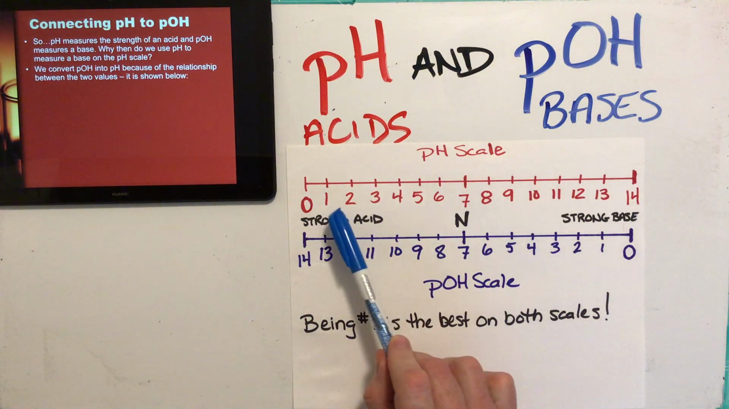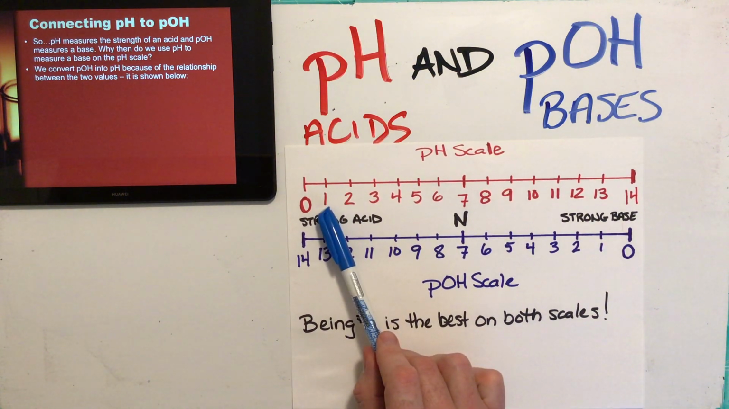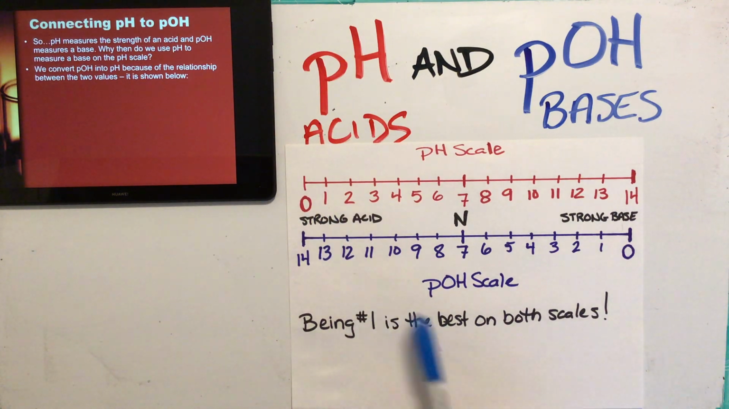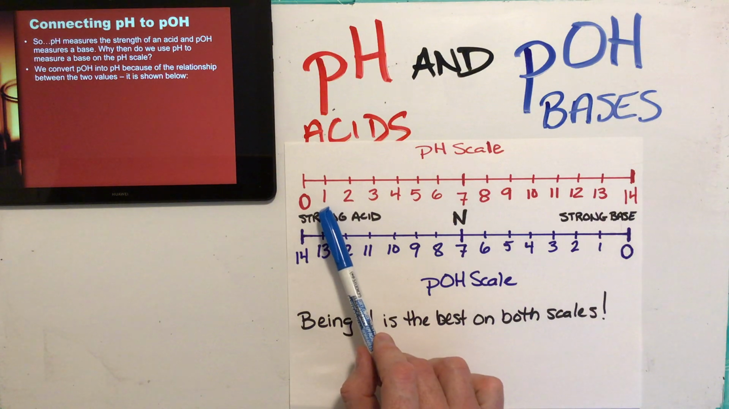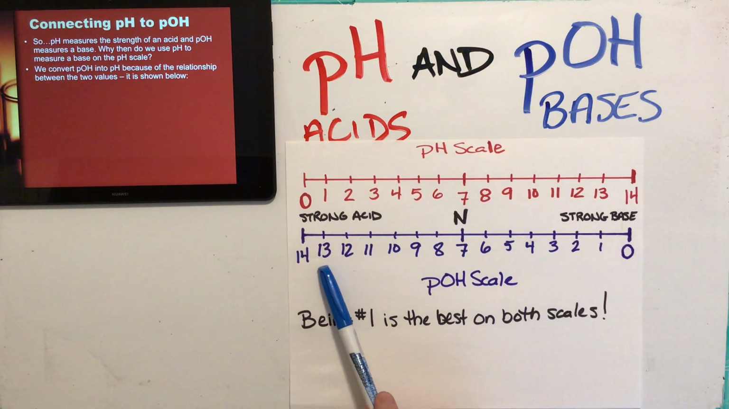So if I'm a 1 on the pH scale, that means I'm a really, really strong acid. Being number one means you're the best. I'm one of the best acids out there. Well, are you a base? No, I suck at being a base. I'm like 13. I'm really terrible at being a base. I'm not a base at all.